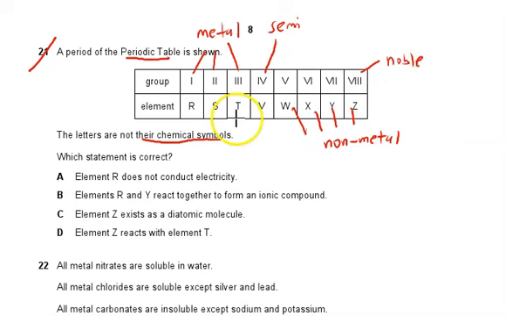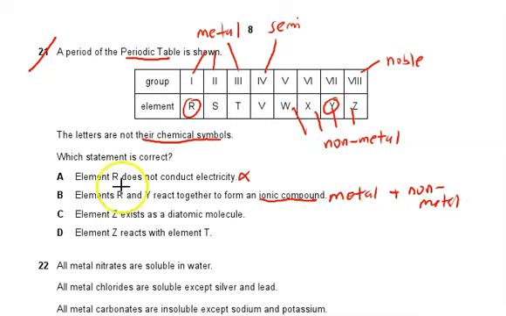They are not reacting. So element R does not conduct electricity, which is not correct because it is a metal. They can conduct electricity. Now element R and Y, where is Y? Y is here. They react together to form an ionic compound. This one is correct because for an ionic compound, they need a metal and a non-metal. So this is correct.